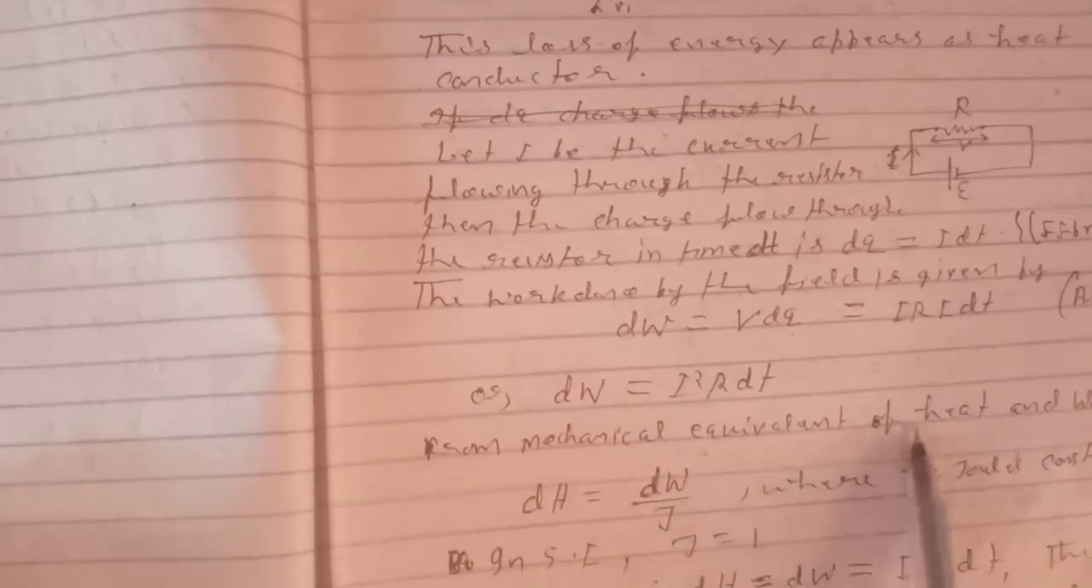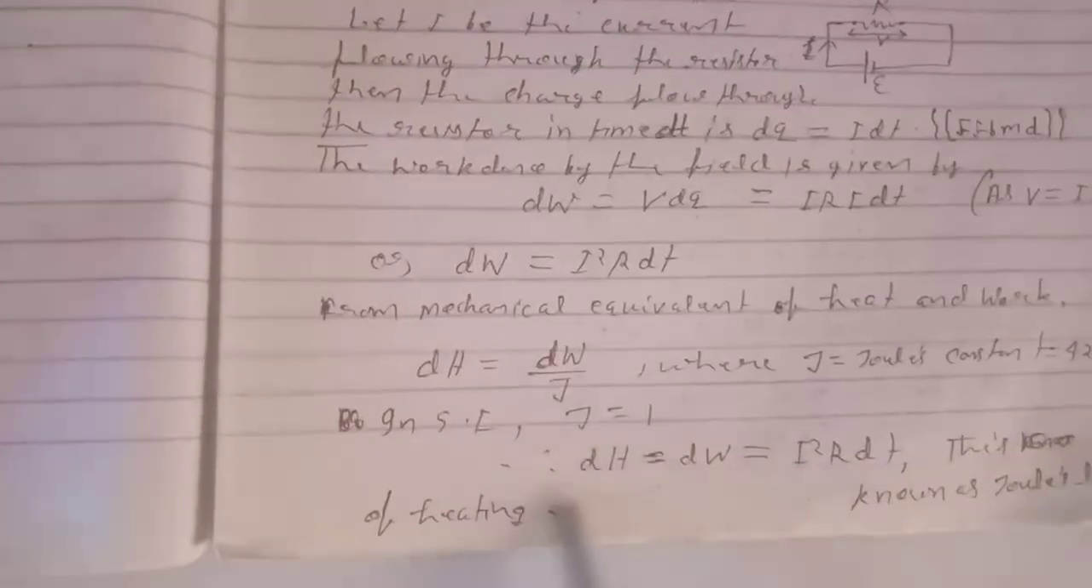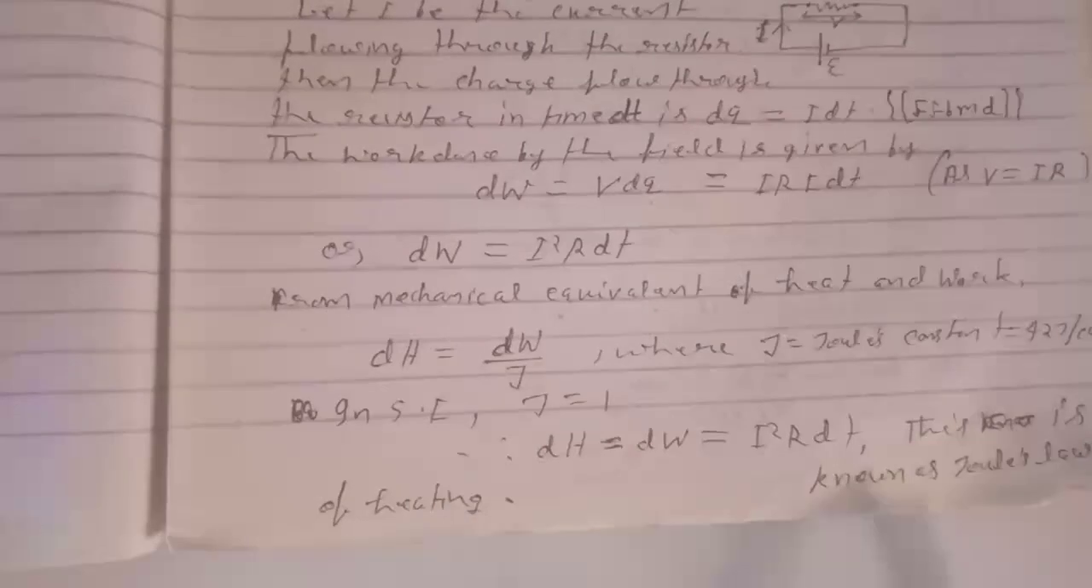From the mechanical equivalent of heat and work, dH equal to dW by J, where J equal to Joule's constant, 4.2 joule per calorie. In SI unit, J equal to 1, hence dH equal to dW equal to I square R dt. This is known as Joule's law of heating.